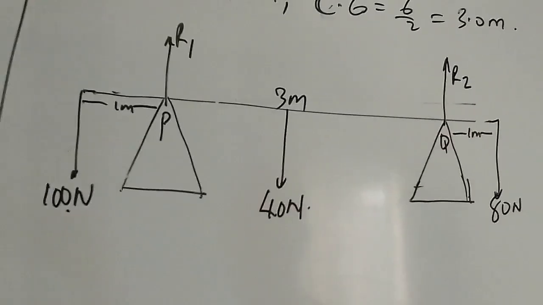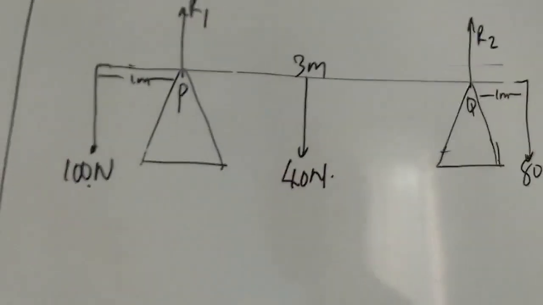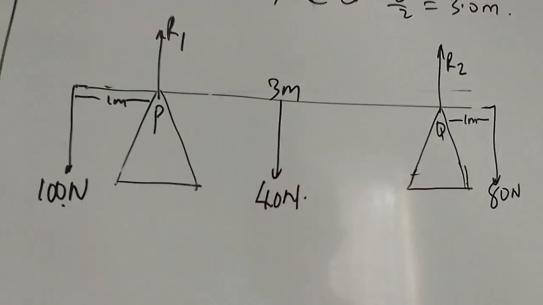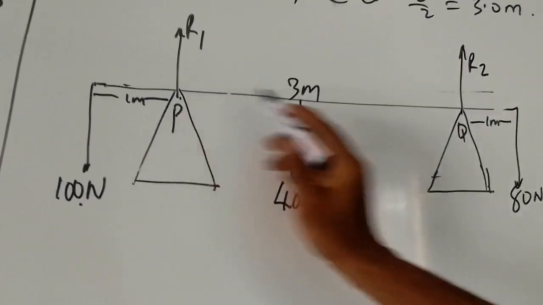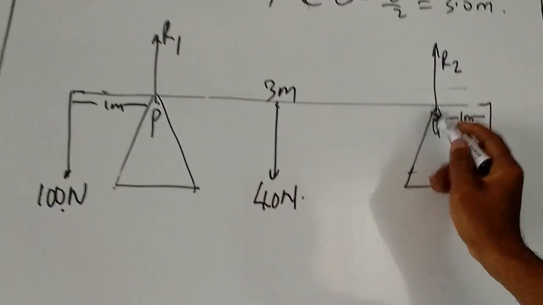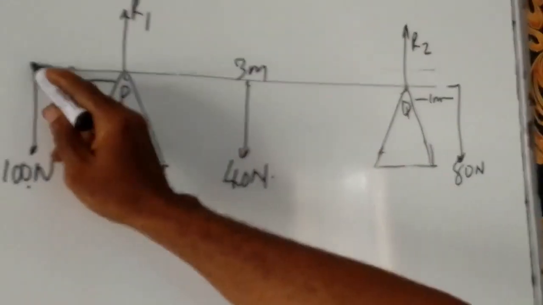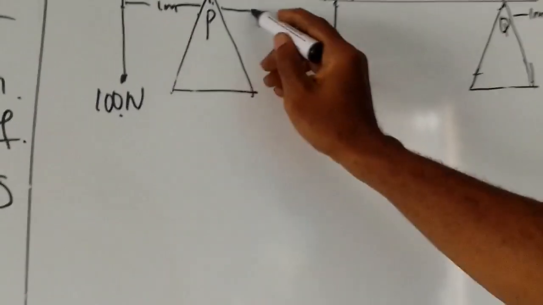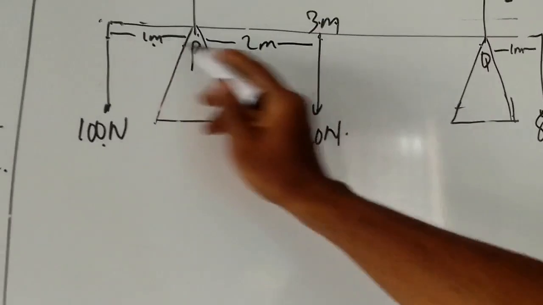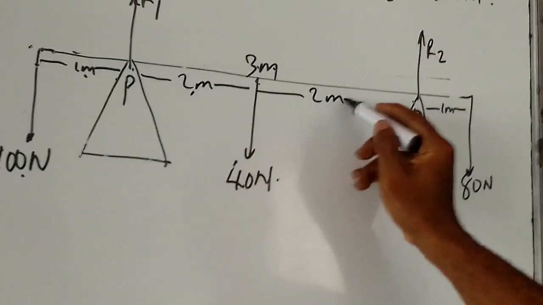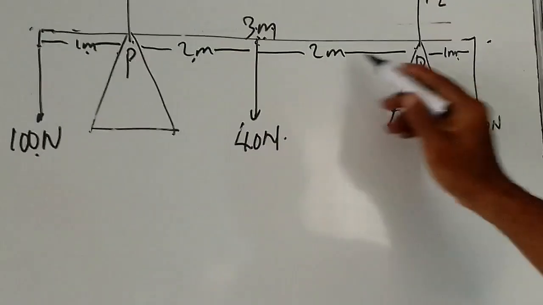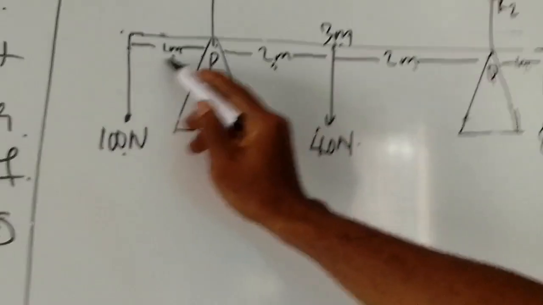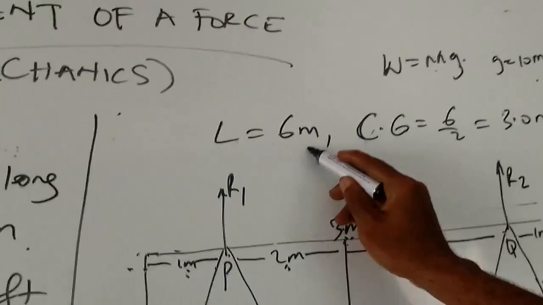Before we start solving this problem, we'll find the remaining distances, the distance from this point to this point, and from this point to this point, to make it easier for us. If from the zero end to here is 3 meters, and this distance is 1 meter, that means this distance is going to be 2 meters, that is 3 minus 1 giving us 2. Also, this one is 2 meters. So 2 plus 1 is 3, and 3 plus 3 gives you 6, which is the full length of the beam.